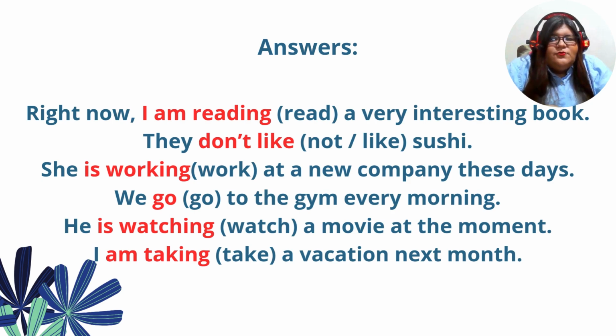Then we have, she's working at a new company these days. It's present continuous, right? We go to the gym every morning, present simple. He's watching a movie at the moment, present continuous or progressive, right? Because it ends with ing. Then we have, I am taking a vacation next month. Yeah, present continuous. Well done, guys. It was a challenge for you, I know. But you made it. Congratulations.